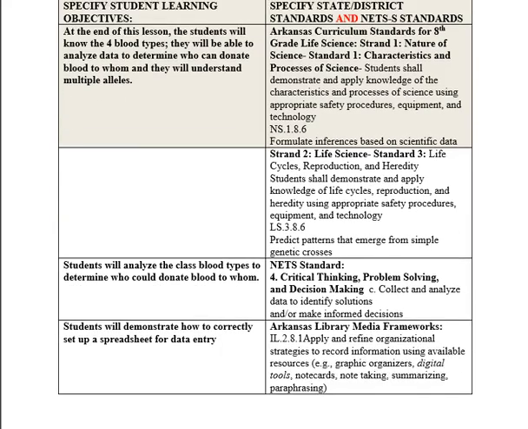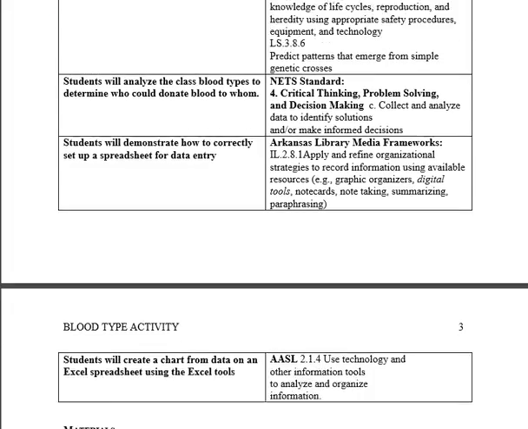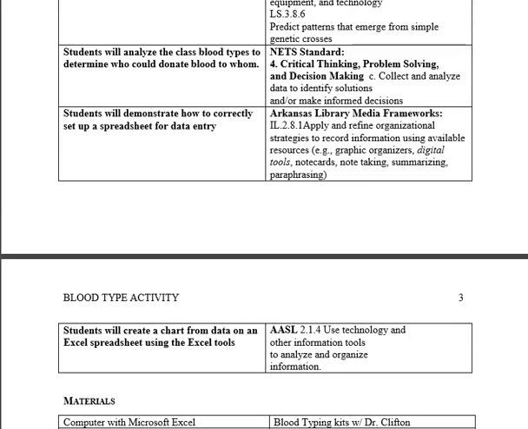You don't need to list 15 or 20 for each of the different types, because remember, you need a content area standard from the state, you need the NET standards, you need the Arkansas Library Media Framework standards, you need national standards, which I think I forgot in mine. Yes, I did not find the NSTA standards, but I needed to if I want full credit on the rubric. But also don't forget the AASL standards for learning.